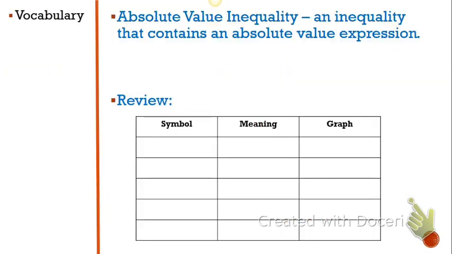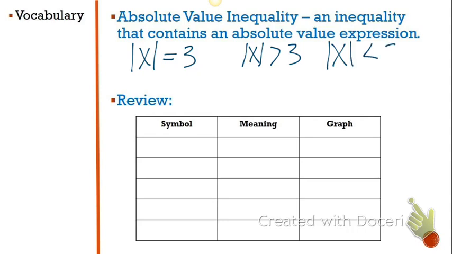So let's begin with vocabulary. An absolute value inequality is an inequality that contains an absolute value expression. So we've been dealing with absolute values with equal signs, right? So now we're going to be trying to find x when we have the inequalities that we have learned already in our math classes. Okay, so let's go ahead and begin by reviewing the symbols.